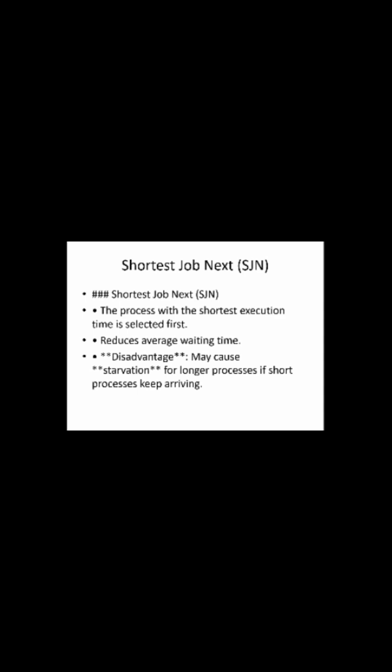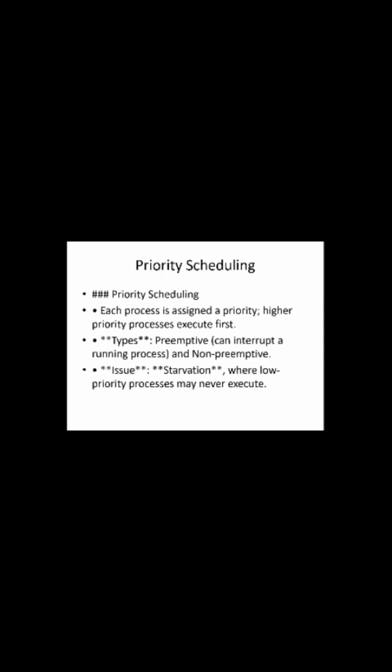Next, priority scheduling. In priority scheduling, each process is assigned a priority, and the higher priority process is executed first. So in this scheduling, the priority is already given along with the burst time. By the priority order, the process will be executed. Types: there are two types in priority, preemptive, which can interrupt a running process, and non-preemptive, which risks starvation, where a low priority process may never execute.